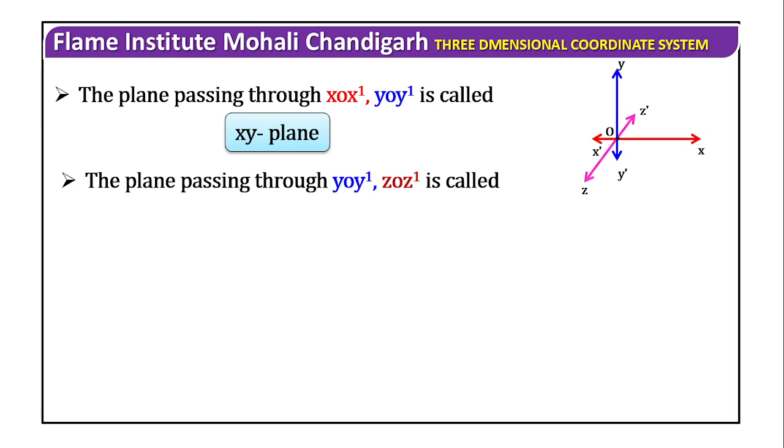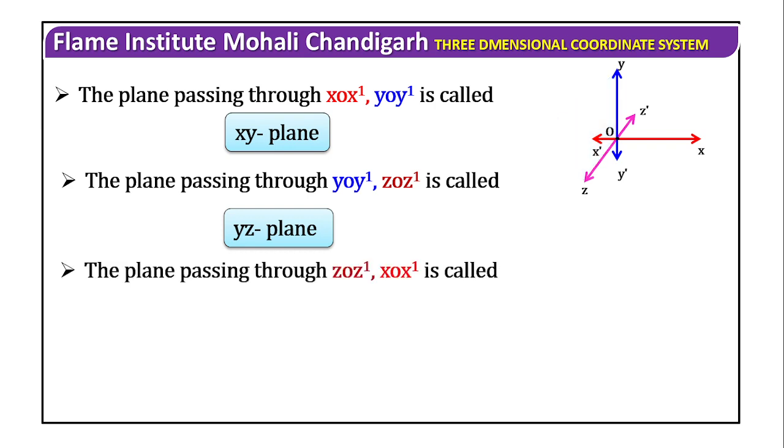Now the plane passing through yoy dash and zoz dash is known as the yz plane, and this one is this part, the colored blue part. Now the plane passing through zoz dash and xox dash is called the zx plane, and that plane is shown here in purple color.